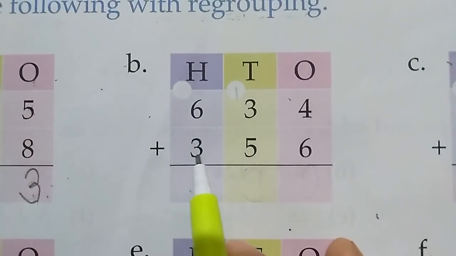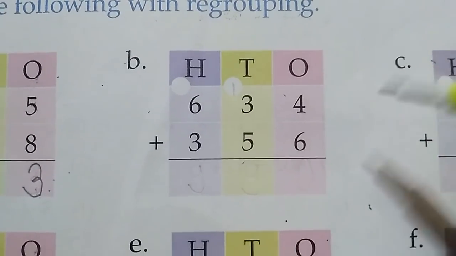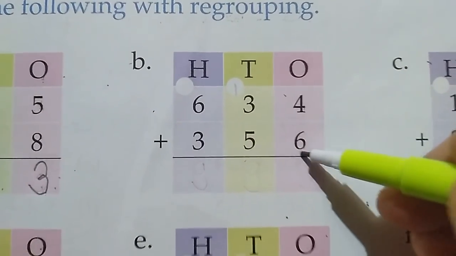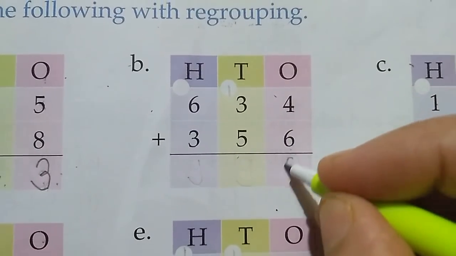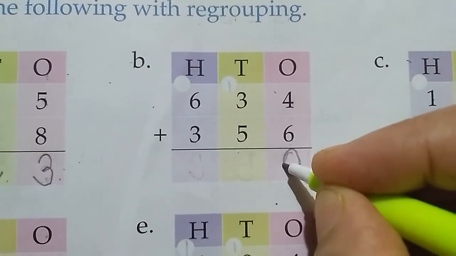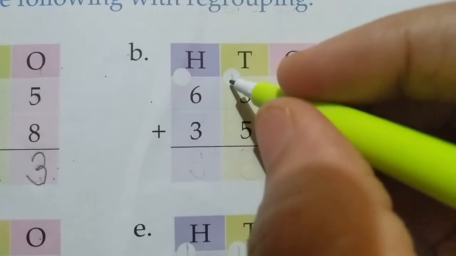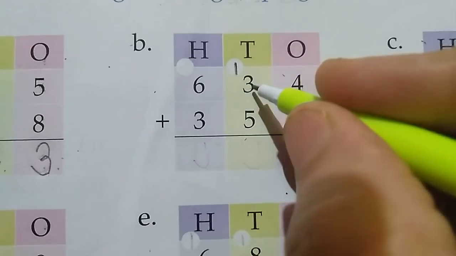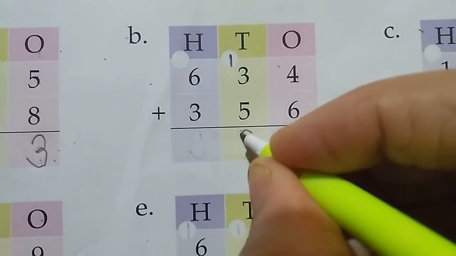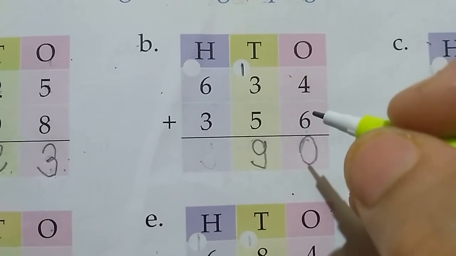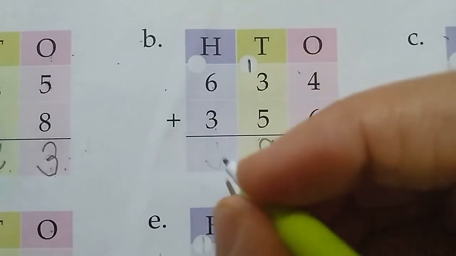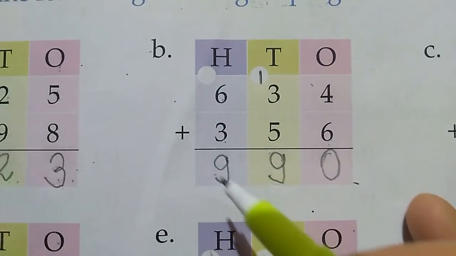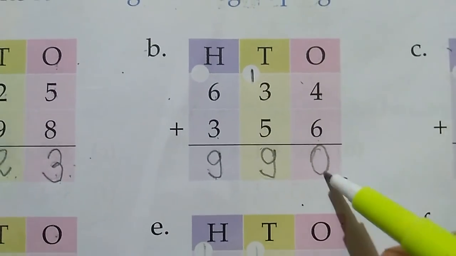634 plus 356. 4 plus 6 is 10. So we will write here 0 and 1 we will take here as carry. 5 plus 3 8, plus 1 carry 9. Then 6 plus 3 9. Okay, so our answer is 990. Fine. Now let's do C.